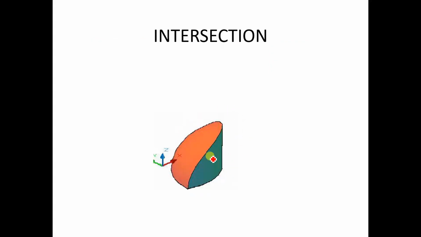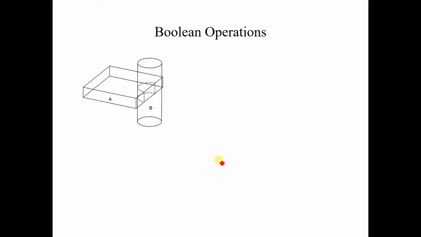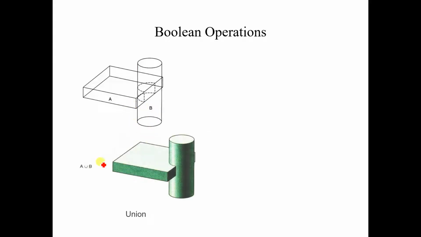For understanding purposes, let us take another example: one cuboid or box, and another one a cylinder. I am naming the box A and the cylinder B. When we give the command A union B, okay, so when we use the A union B operation, this is the final answer we will get, okay. So this is A union B.